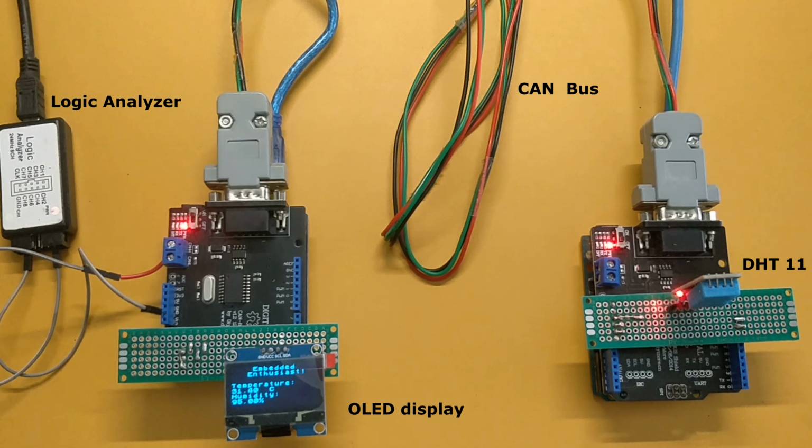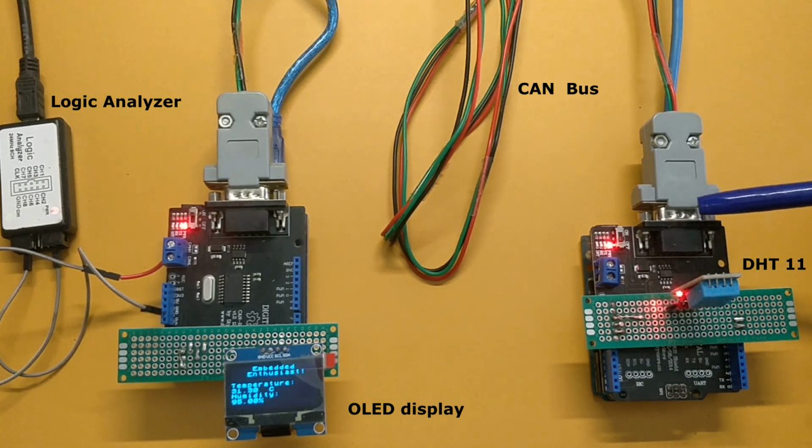The hardware setup for the communication between two Arduino nodes using CAN communication. On the right you can see one CAN node, which is an Arduino Uno, and on top of it you will find the CAN shield, and I have installed a DHT11 sensor so as to get temperature and humidity values. The data from this sensor is taken up by the Arduino Uno and transmitted through CAN.